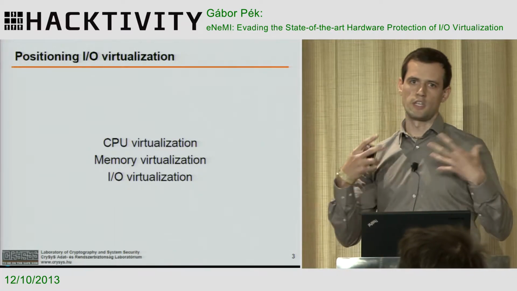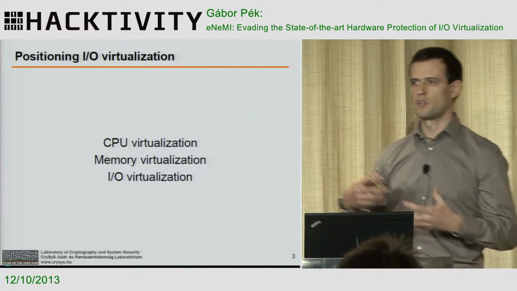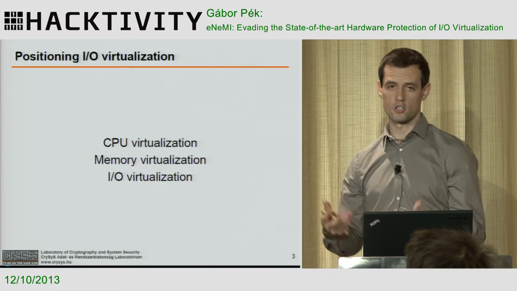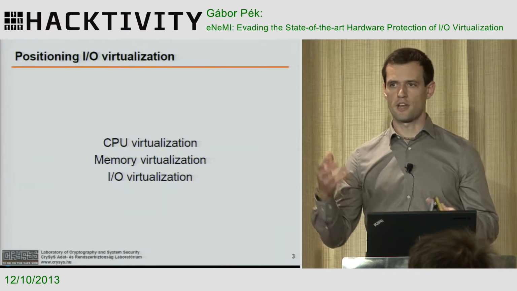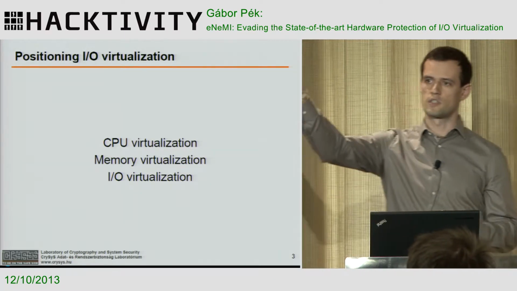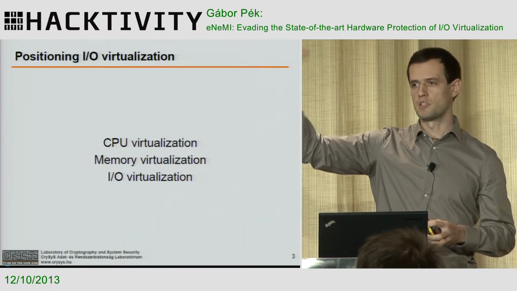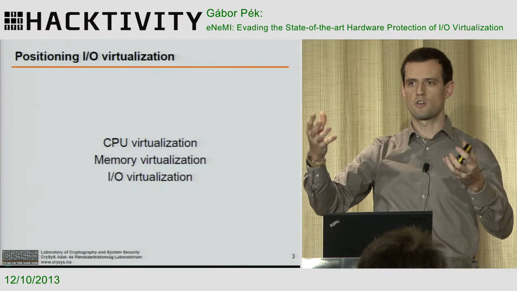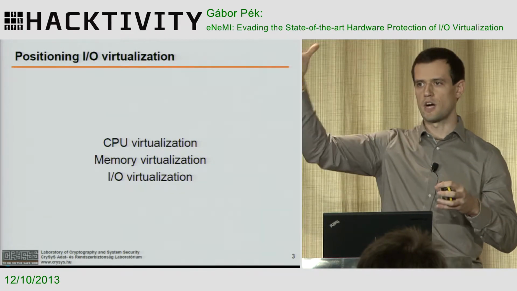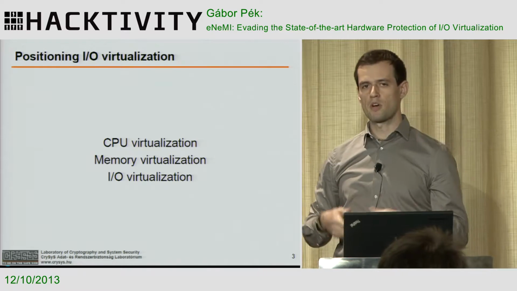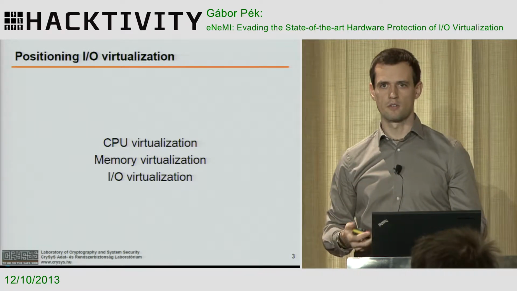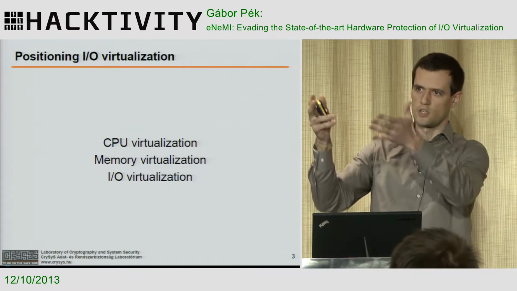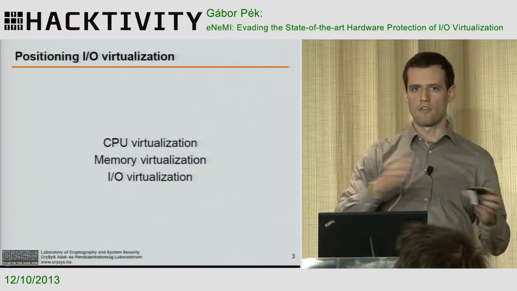So first, we need to position I/O virtualization. We know that there is CPU virtualization, memory virtualization, and I/O virtualization. CPU virtualization is when you expose computing resources to some VM by means of virtual CPUs, and this VM basically uses computing resources to do computations in this isolated environment. Memory virtualization is really similar to this idea. However, you expose the memory resources to this specified VM by different methods.